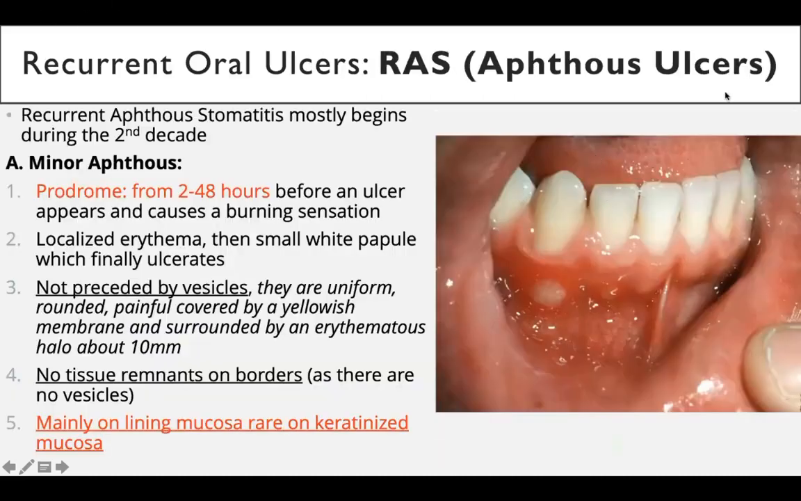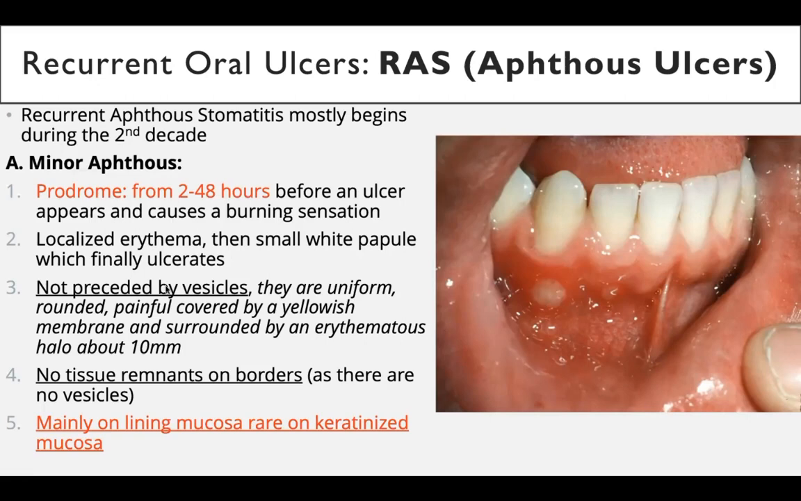So here we have recurrent aphthous ulcers. Recurrent aphthous stomatitis mostly begins during the second decade, the age of 11 to 20. Prodrome: there is a prodromal period from 2 to 48 hours before an ulcer appears and causes a burning sensation. Localized erythema, localized redness, then a small white papule will appear, and finally it will ulcerate. When will it ulcerate? When this yellowish membrane is removed, it will become an ulcer.